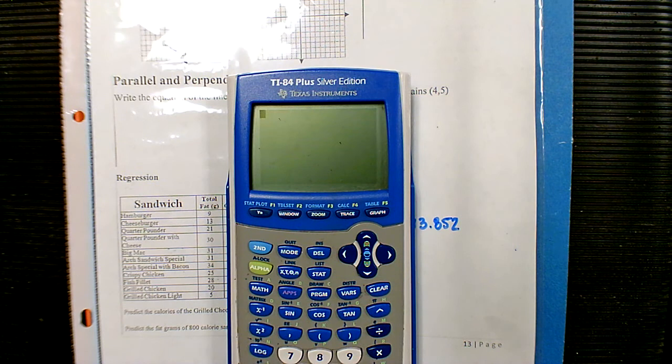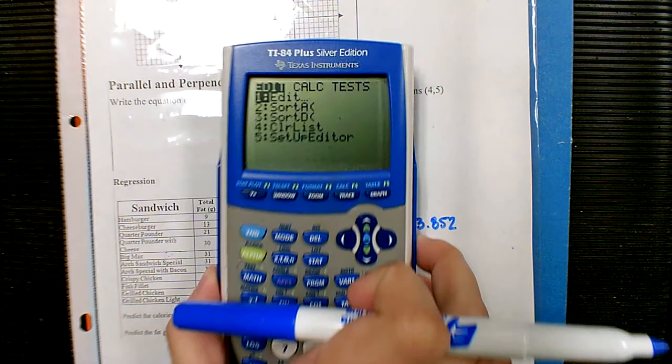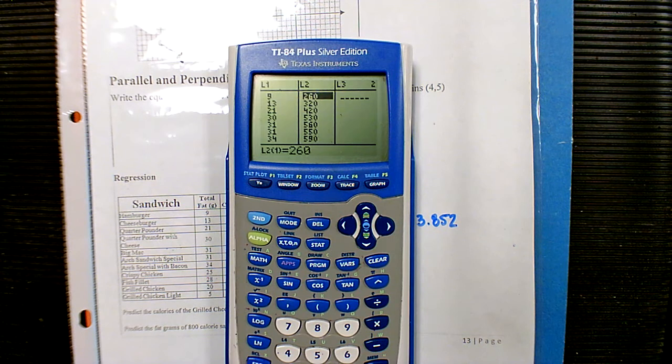Remember, go ahead, Emily. Stat. The stat button, yep, right next to the arrow keys. And we're going to select edit. Immediately hit enter, and notice how the data is all in there. If your data is not in there, you need to go ahead and type that in right now.